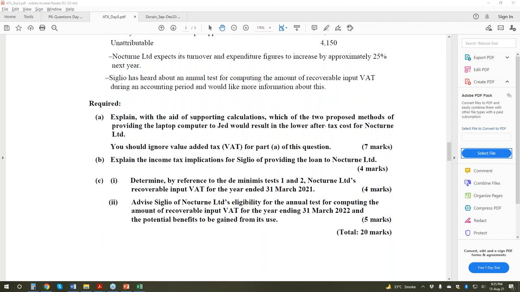Part C2 relates to advice on Nocton Limited's eligibility to use the annual test for computing the amount of recoverable input VAT for the year ended 31st March 2022 and the potential benefits to be gained from its use. I can tell you briefly, and we will discuss in detail when we do the question, what the annual test is. Annual test means there is a choice that rather than applying these tests every quarter, because VAT returns are normally submitted monthly or quarterly, you have the option to apply these tests annually, once a year. It will also save quite a lot of time and administration cost, but there are certain conditions that need to be fulfilled if you want to apply the test annually rather than quarterly. We'll discuss the conditions later on.